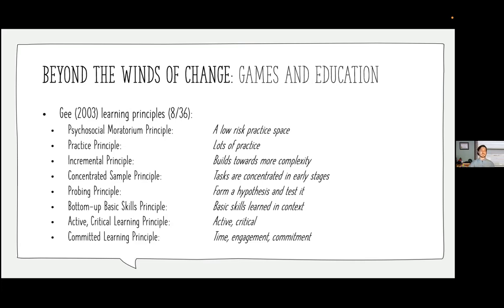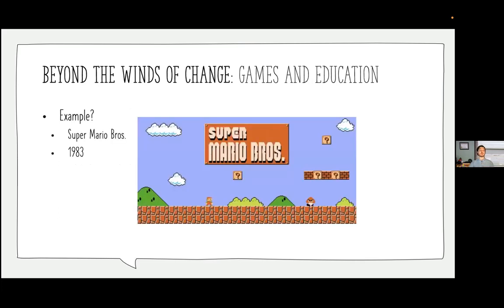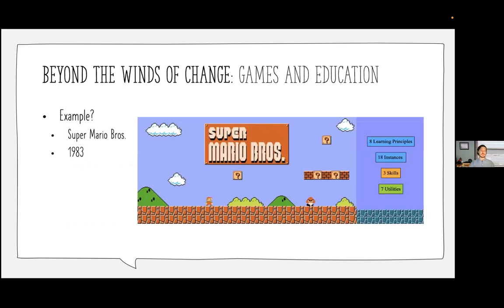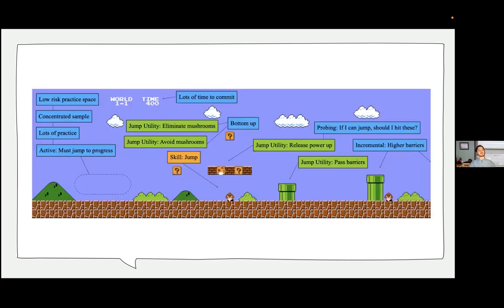But actually, instead of looking at these, let's actually see how they work. An example of Super Mario Brothers, I think, is a really nice case study. So I found these 8 learning principles, 18 instances, and 3 skills, and 7 utilities for these skills. So we can see how games are designed as kind of teaching systems.